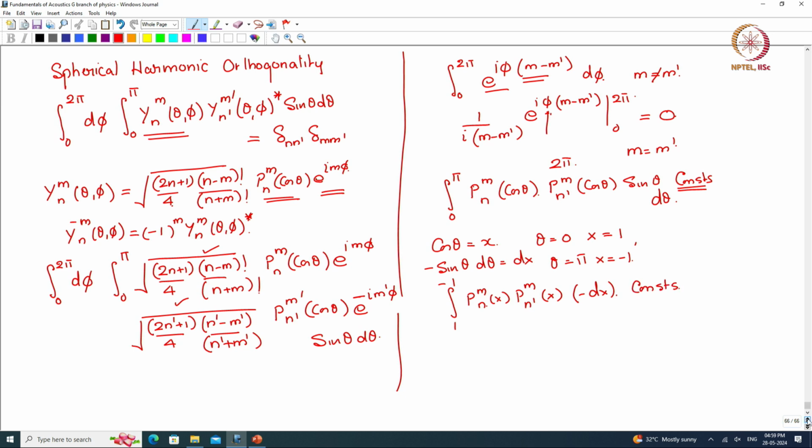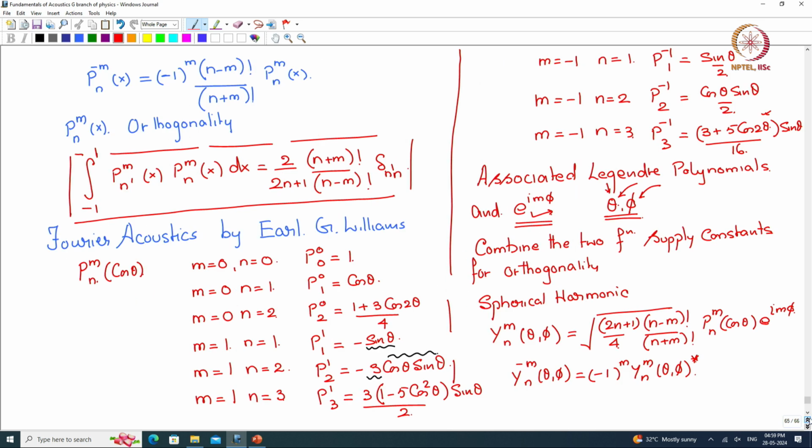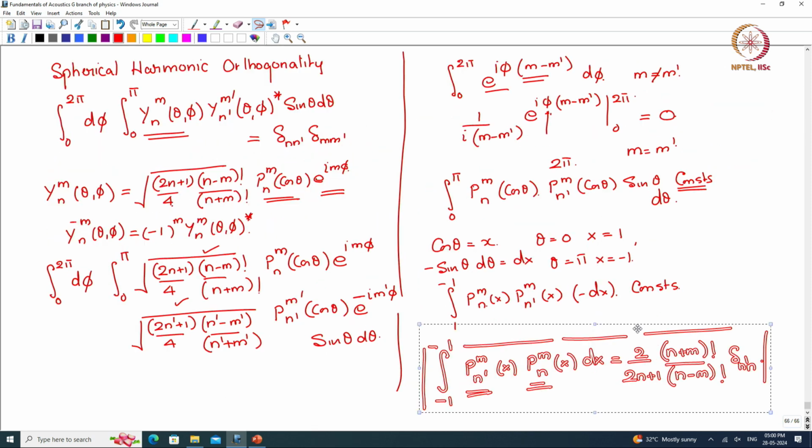Okay. So if we now look at the orthogonality, P_n'^m P_n^m dx is this entity. So what I will do is, we are out of time, so I will stop this lecture over here, and we will continue this in the next class. Thank you.